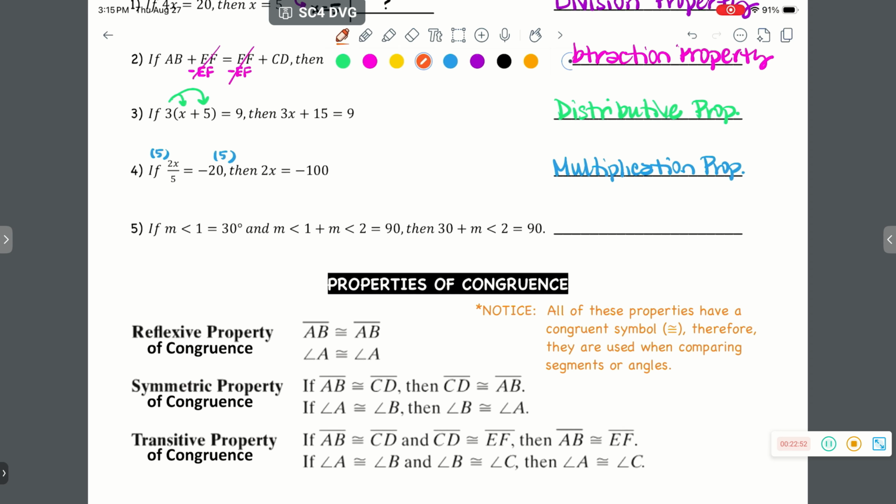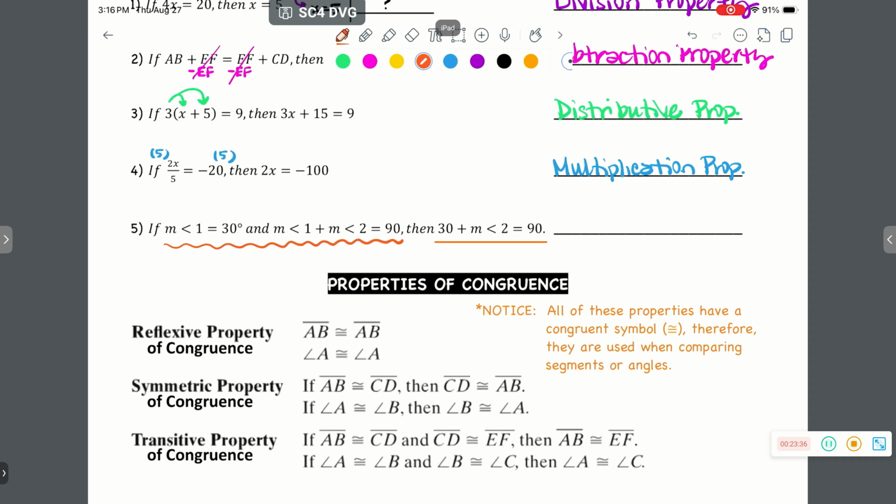The last one. If the measure of angle 1 is 30 and angle 1 plus angle 2 equals 90, that's a lot of information. Then what would allow me to conclude that I could just write 30 plus angle 2 equals 90? Okay, this is not the transitive property. Not combining like terms. What changed from this equation, 1 plus 2 equals 90, to 30 plus 2 equals 90? What changed?